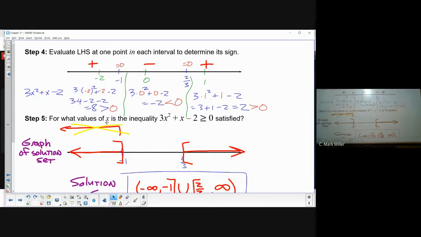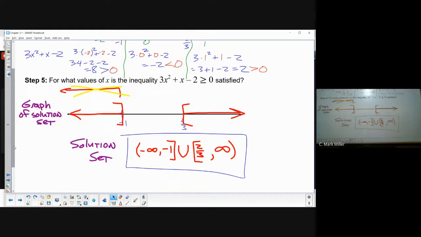All right? And so for your solution, you are interested in finding where it is positive or 0. And it's positive or 0 everywhere but in the middle. So from -1 to negative infinity and positive 2/3 to positive infinity. You shade that in. Your graph is on the number line, not above it. All right, and then be able to describe the solution set as a set. And it has to have this union in the middle, right?